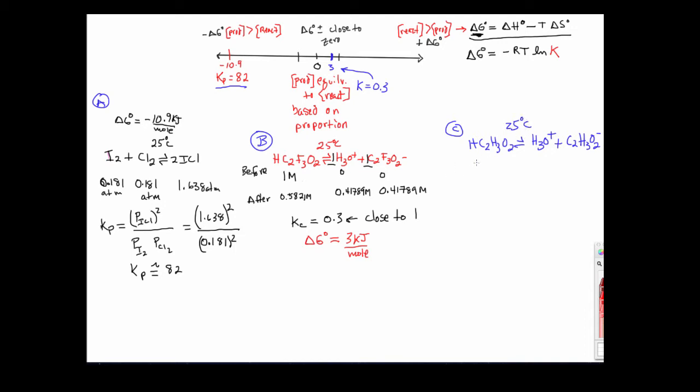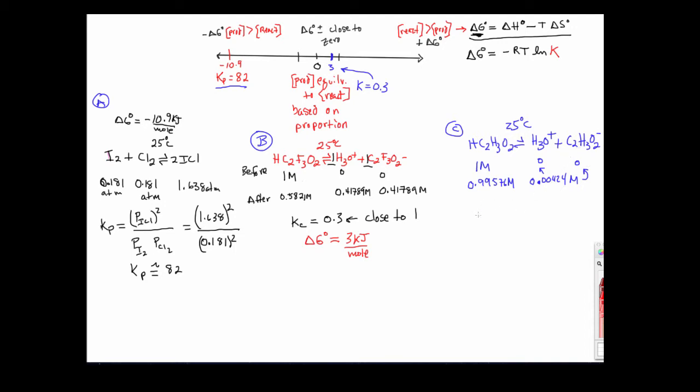And like the other reaction, we're starting with a 1 molar concentration of it. All right, and at equilibrium, we're going to have 0.99576 molar of the acid, and we're going to have 0.00424 molar of both H3O plus and the anion together.